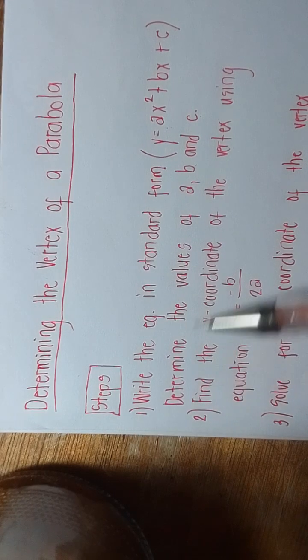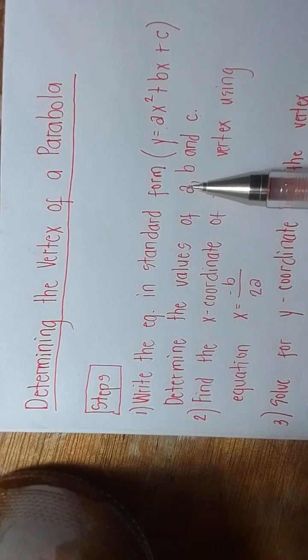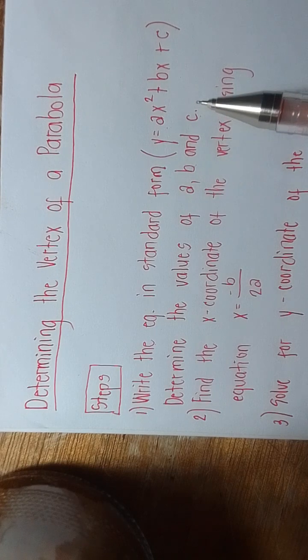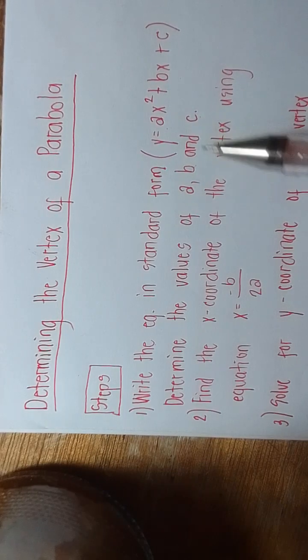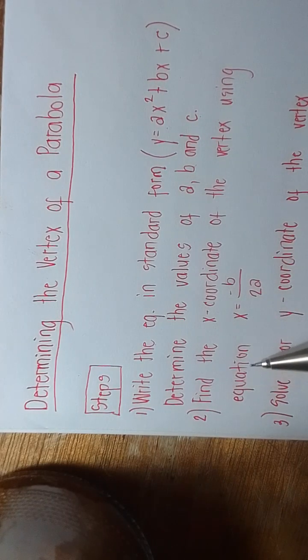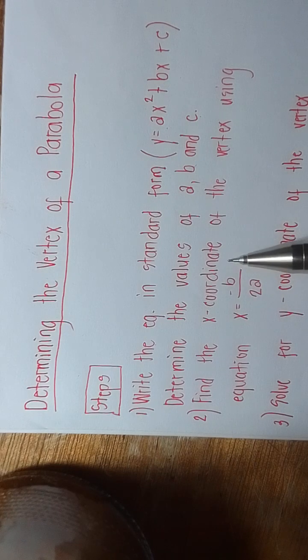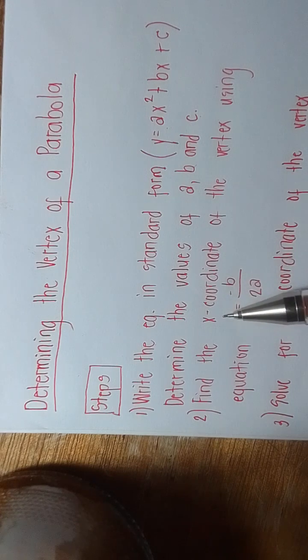Second step, substitute the values of A, B, and C. These values, the A, B, and C, we will use to substitute in the formula x is equal to negative b over 2a. Because through this equation, we can identify or solve for the value of our x coordinate of the vertex.